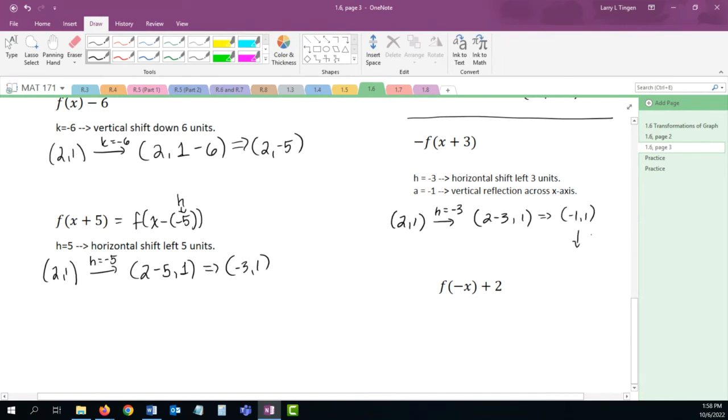And now A is -1. So what did that do? Well, I multiplied on the outside by a negative. I said that manipulates the Y value. So now I'm at the point -1, comma, I take the Y value and multiply it by -1, and I now find myself at the point -1, -1.